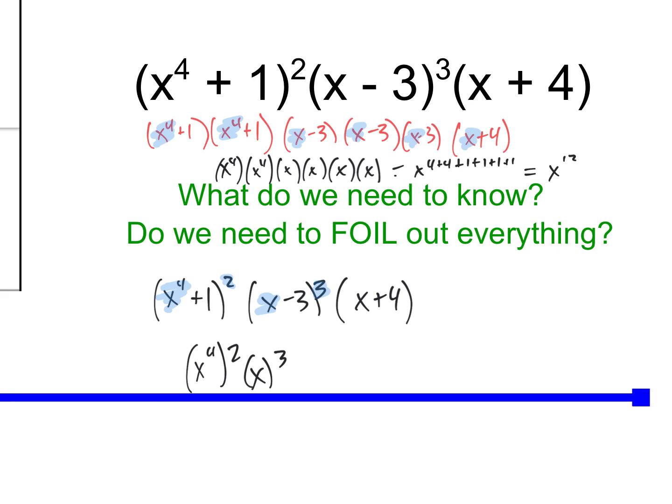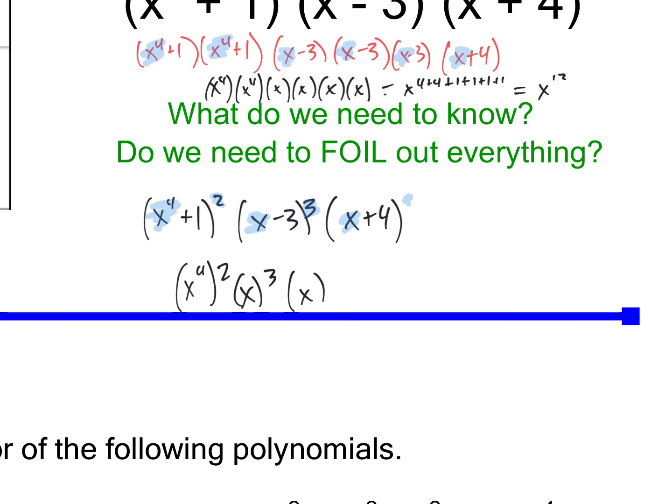Notice how I'm putting these groupings in parentheses. x to the 4th to the 2nd power, x to the 3rd power. And then finally, x to the 1st power is just x. And then I'm going to simplify. x to the 4 raised to the 2nd power is really x to the 8th. And x to the 1st raised to the 3rd power is really x to the 3rd. And then x to the 1st power raised to the 1st power is still just x to the 1st. So this becomes x to the 8 plus 3 plus 1, which is x to the 12th.